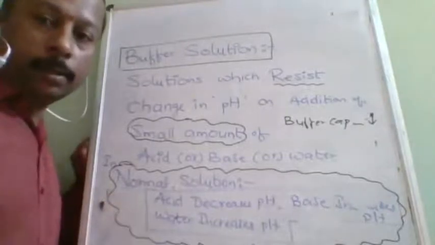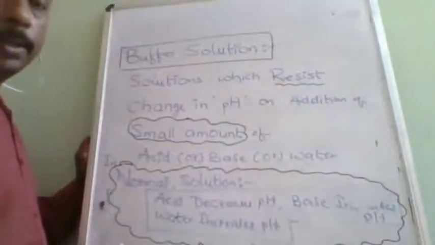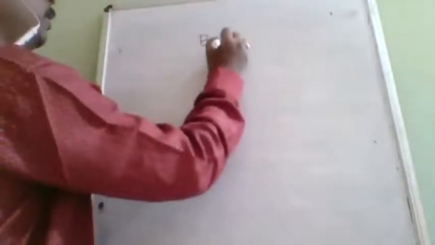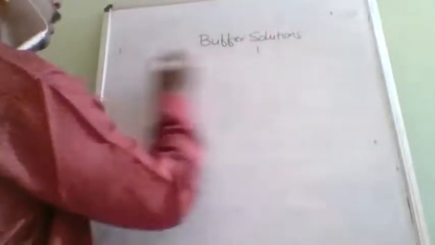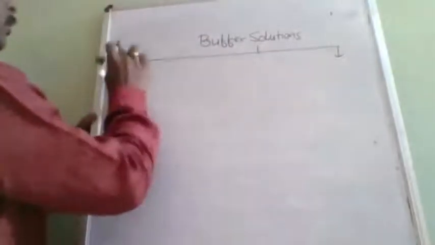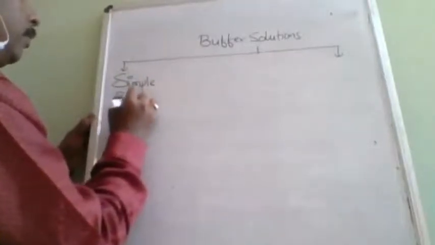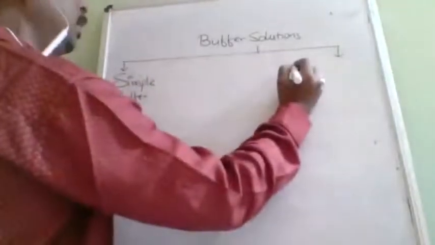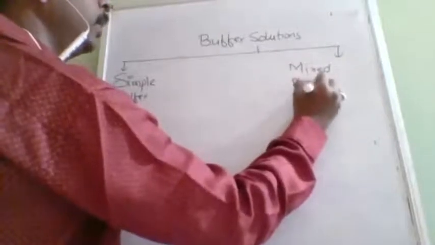Is it understood? Okay. Now this is about the buffer capacity definition and concept part. Now we will understand the types of buffer solution. Buffer solutions are broadly divided into two types. The first one is called simple buffer. The second one is called mixed buffer.